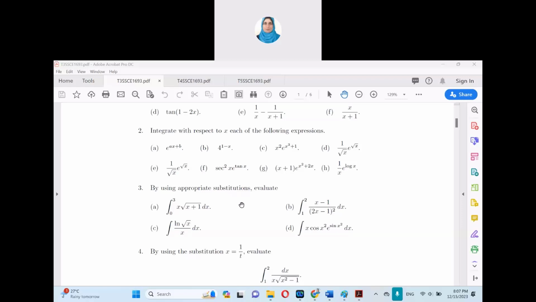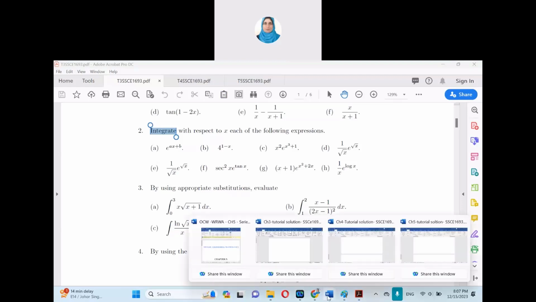For chapter 3 now, we have some questions. We have question 2, question 2H and question 2B. Integrate with respect to x of the following expression. So question 2B, you need to integrate 4 to the power of 1 minus x. This one is similar to integrating an exponential.